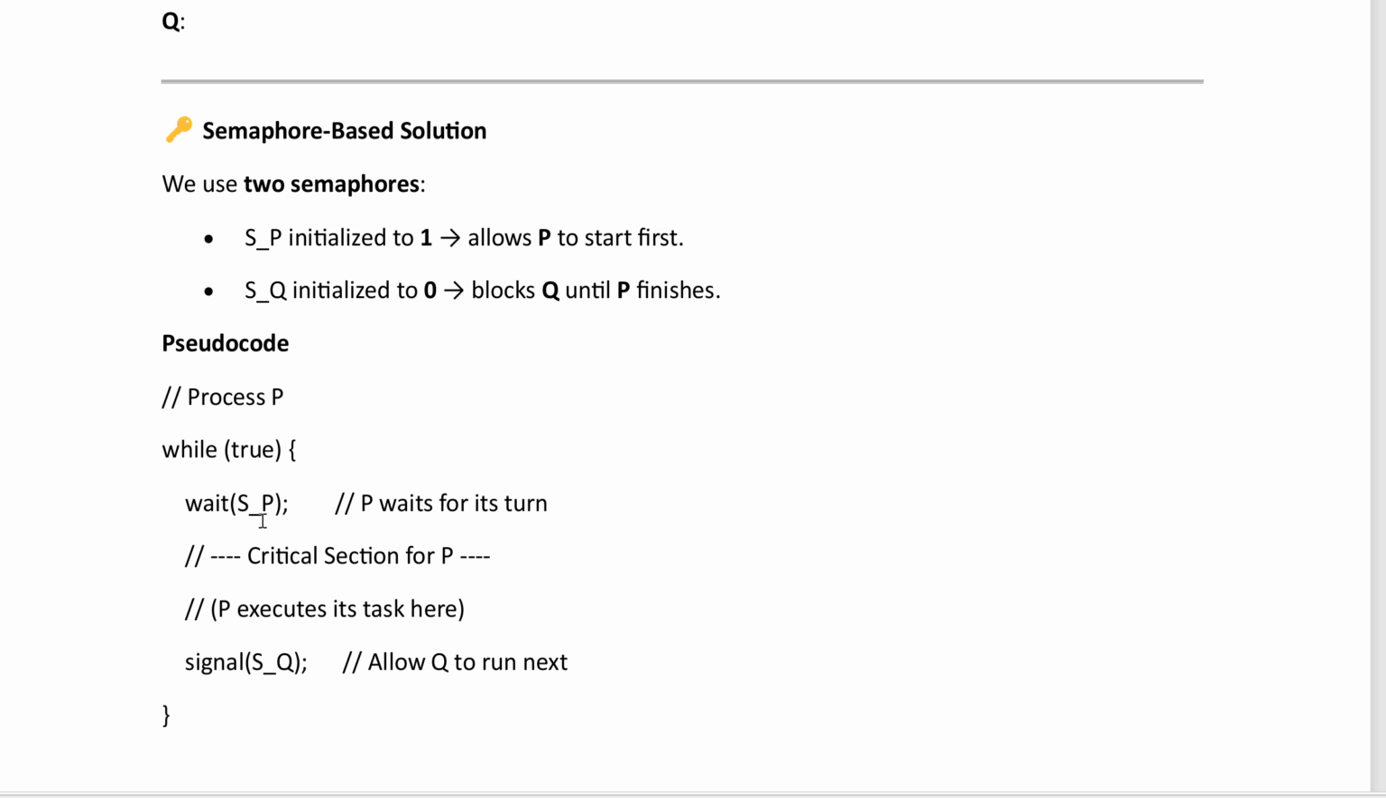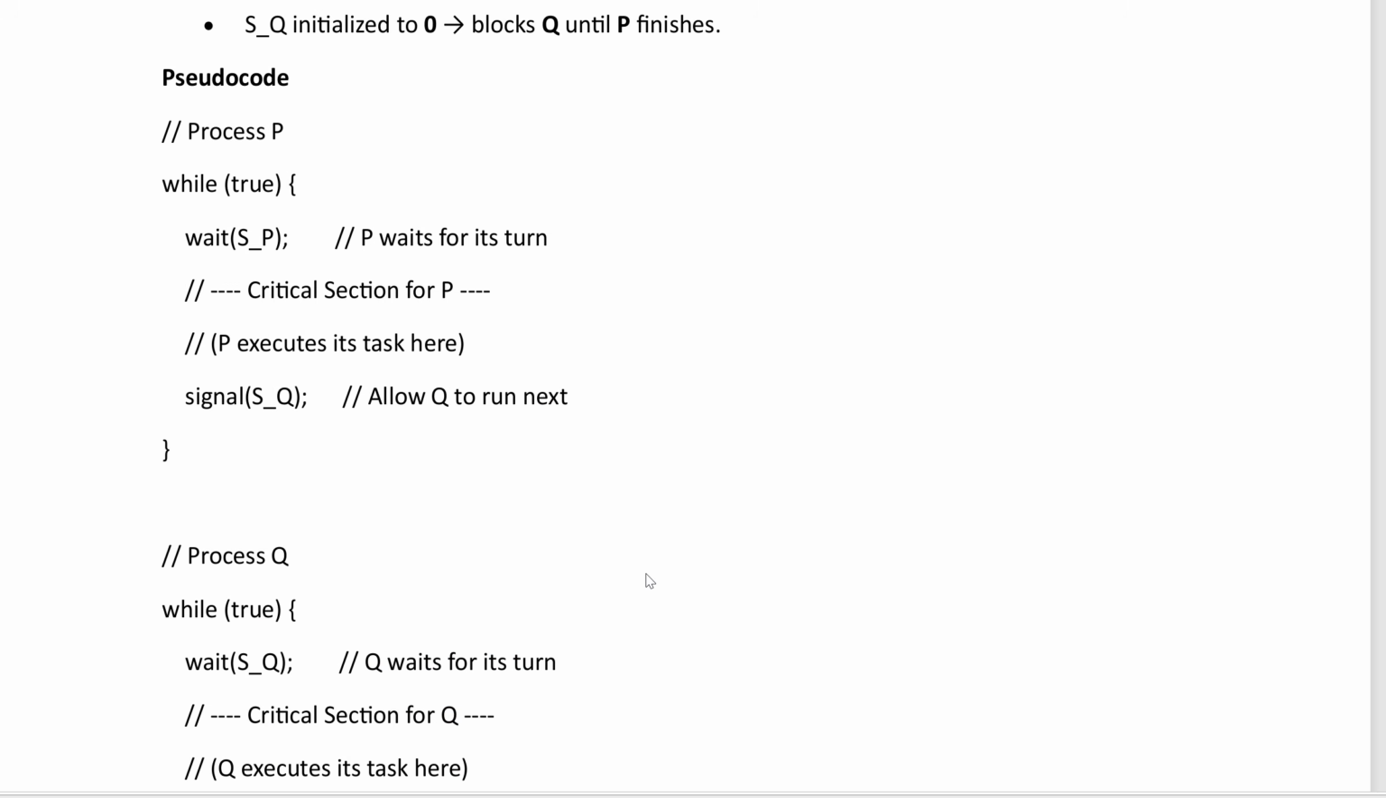So the pseudocode is: while true, wait S_P. I have earlier told you these two operations, wait and signal. Wait means the process P will wait for its turn. When its turn comes, P is in the critical section and executes its critical section completely. Then signal S_Q. Now P has finished its execution, and Q can be allowed to run next. So the signal operation means process Q is being allowed to run now, right? So this was the pseudocode for process P.